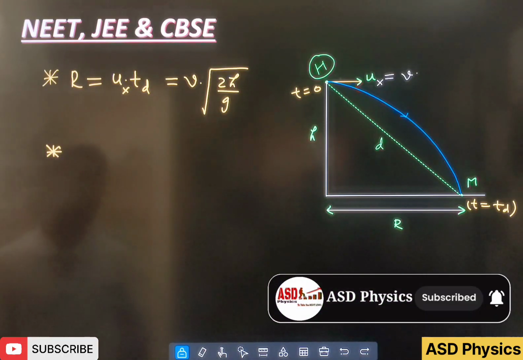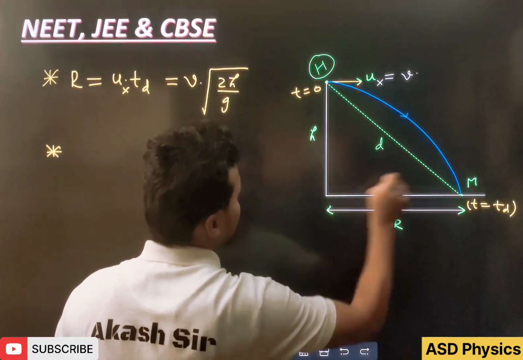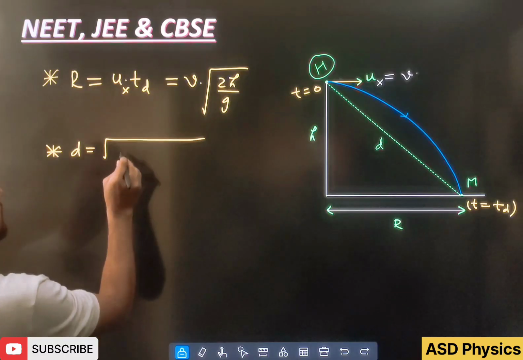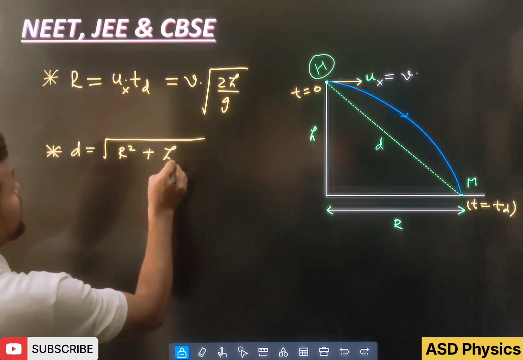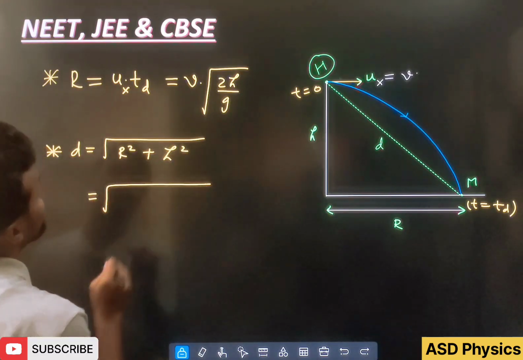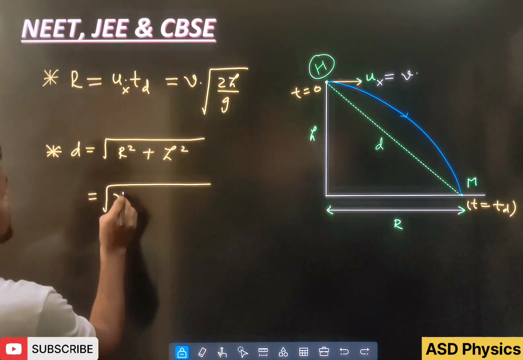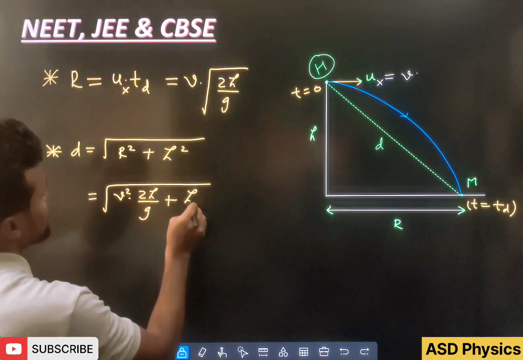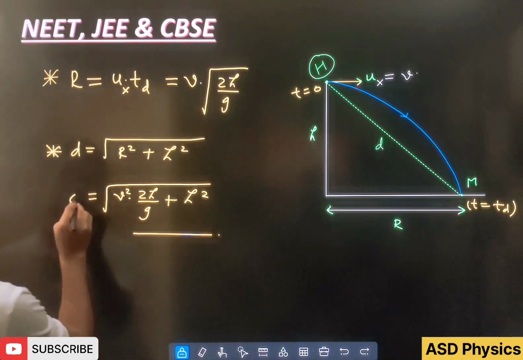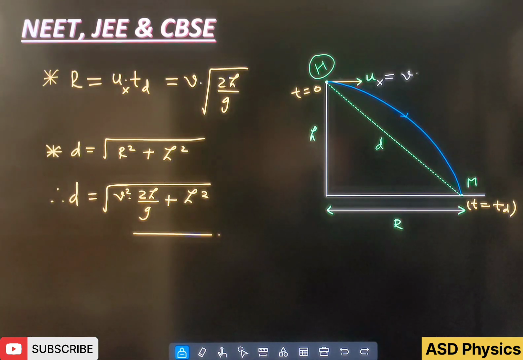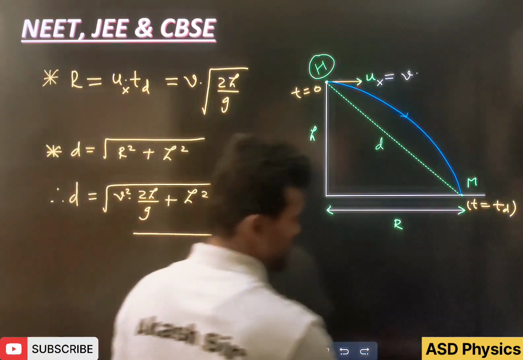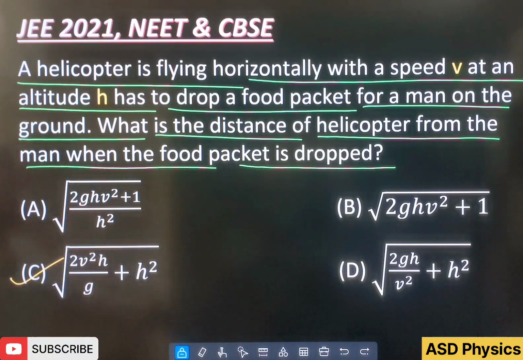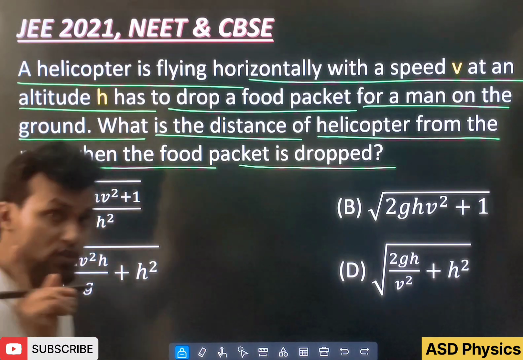After that we'll use the triangle. In this triangle, by Pythagoras theorem, we can write this distance d is equal to root of r square plus h square. So r square is v square into 2h by g, plus this h square. So this distance is the square root of v square into 2h by g plus h square. This is the answer. The correct option is option C.